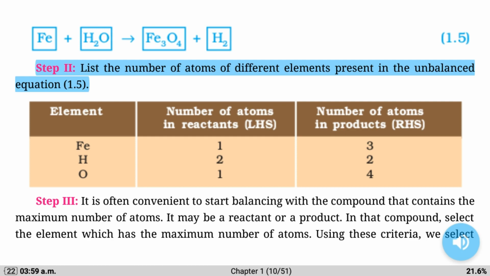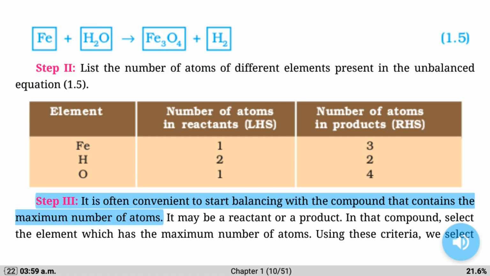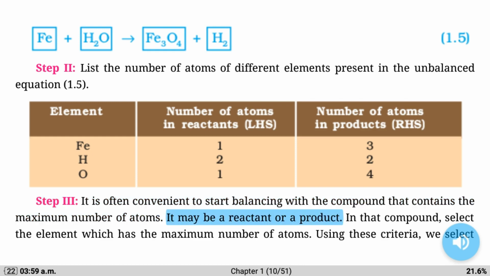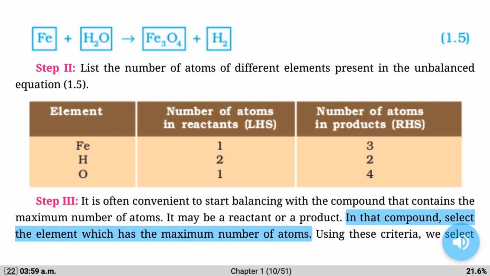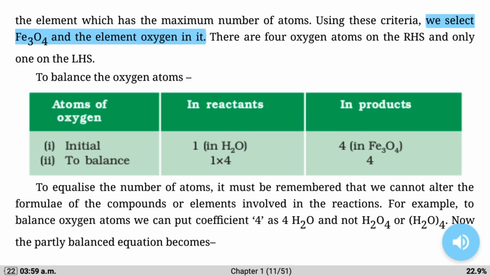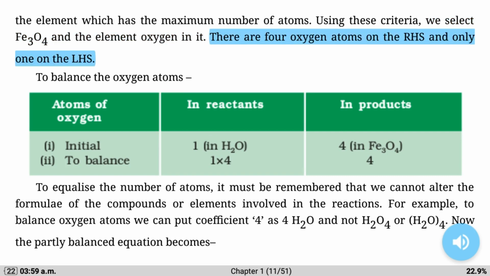Step II. List the number of atoms of different elements present in the unbalanced equation (1.5). Step III. It is often convenient to start balancing with a compound that contains the maximum number of atoms. It may be a reactant or a product. In that compound, select the element which has the maximum number of atoms. Using these criteria, we select Fe3O4 and the element oxygen in it. There are 4 oxygen atoms on the RHS and only 1 on the LHS.